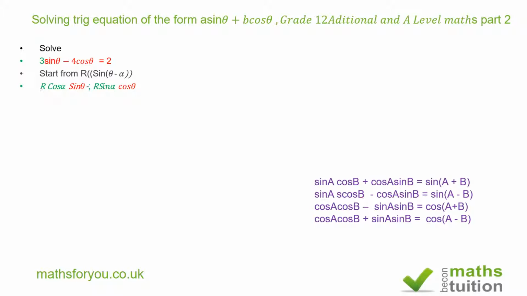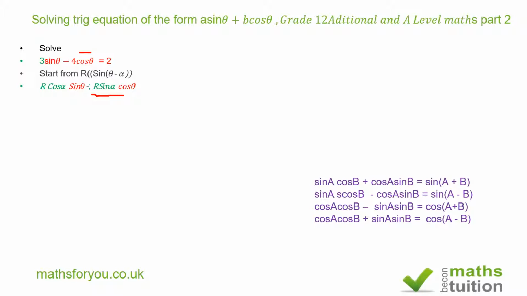Again, r cos alpha is the coefficient of sine theta. So in the main equation itself, this one here, the coefficient of sine theta is 3. Similarly, in this one here, the coefficient of cos theta is r sine alpha. So in the main equation, the coefficient of cos theta is 4.